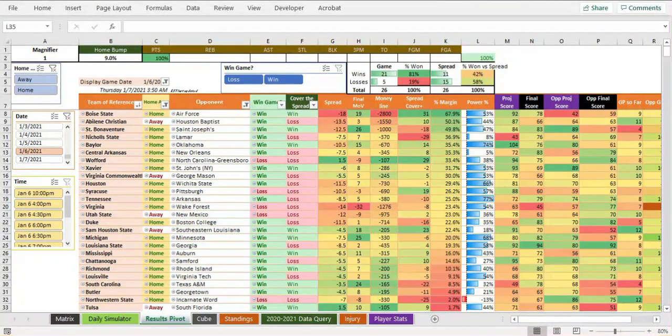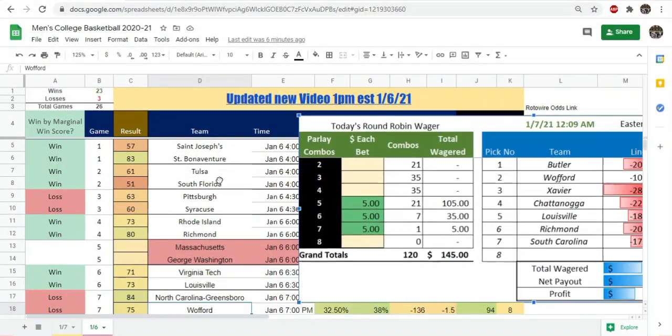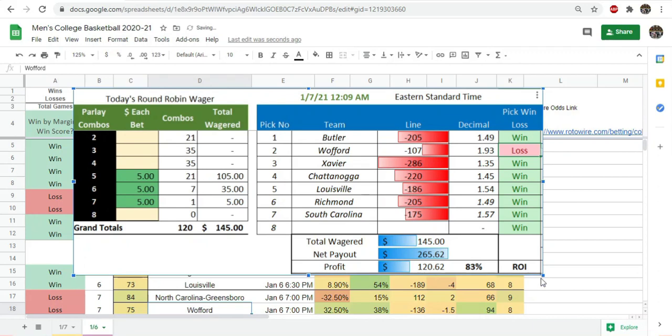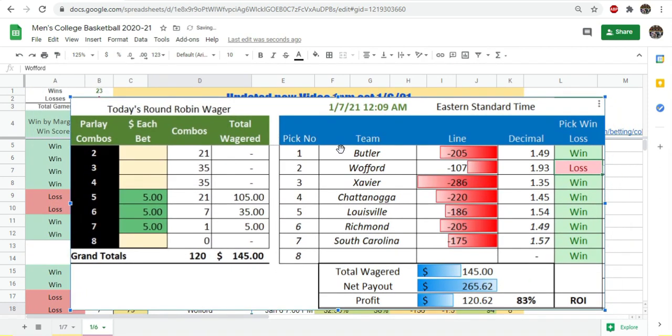And you know what I did? I bet one of my crazy round robins. Go watch my video about the round robin calculator if you don't know what this means. I made a bet on 7 teams. These are the 7 teams that I bet on.